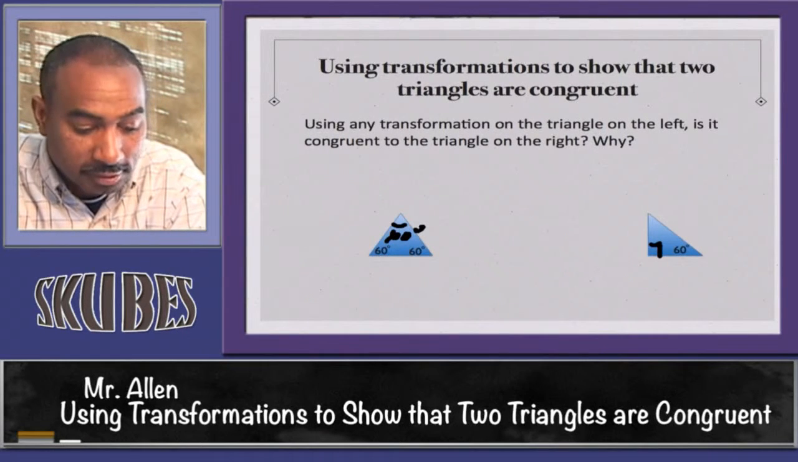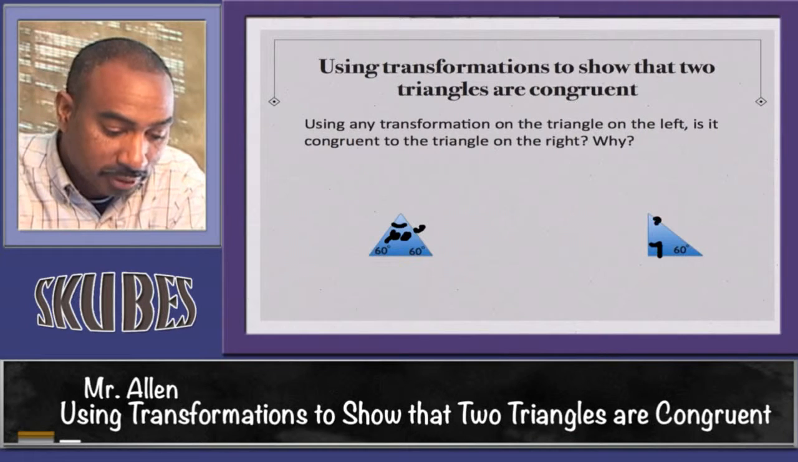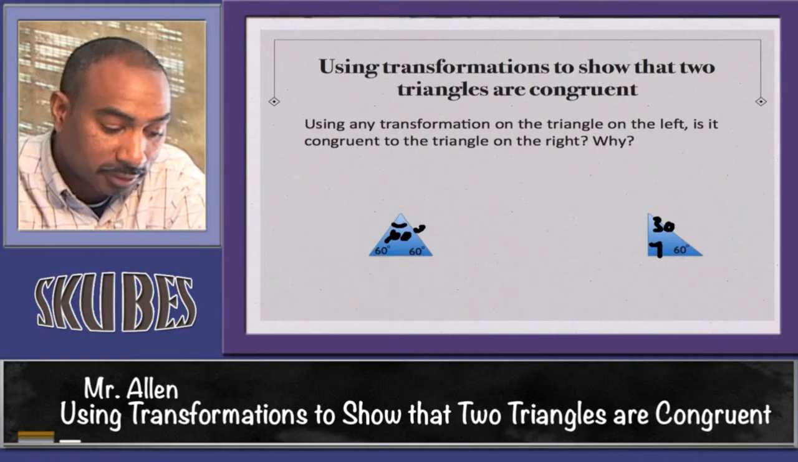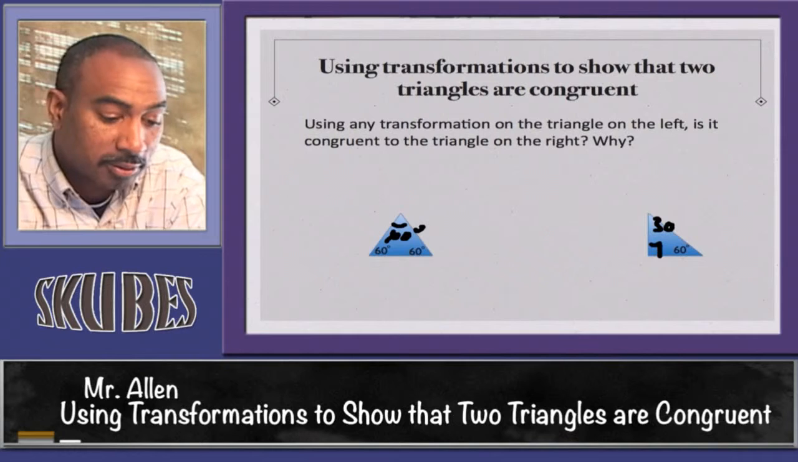If this is 90 and that's 60, that's going to force this to be 30. So they're not the same shape. So these are not congruent.